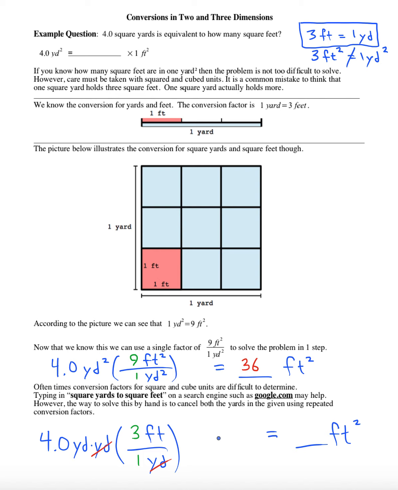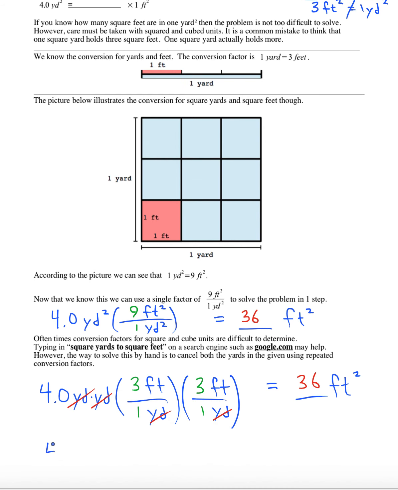So what we'll do is we want to bring in another conversion factor. And it'll actually be a duplicate of that same conversion factor that we had just had. Because now if we put one more yard down there, now they will cancel. Now we're ready to multiply. So we multiply 4 times 3 times 3, and that gives us the correct answer of 36 square feet.